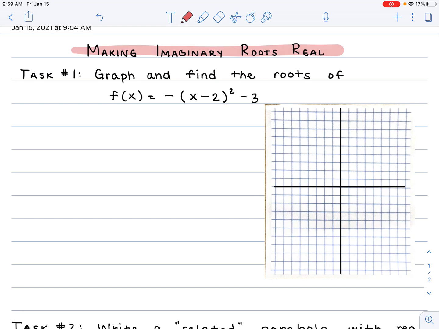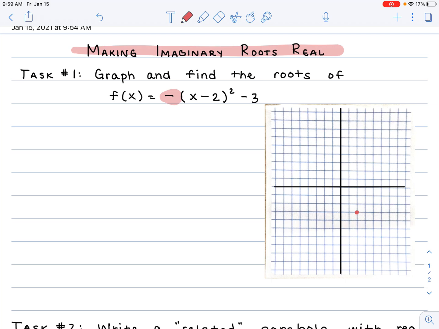We're going to graph and find the roots of f of x equals negative (x minus 2) squared minus 3. So go ahead and stick in your little sticky graph I gave you in class. So what we do is we're going to graph it first. Since this is in vertex form, it tells us a lot of information already. So we know already that the vertex is going to be (2, negative 3).